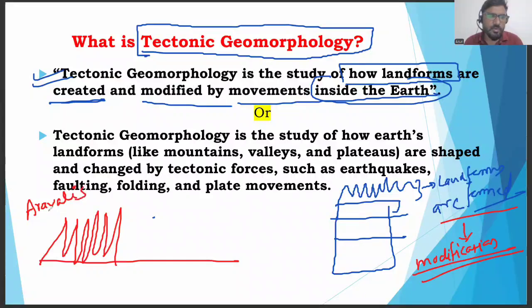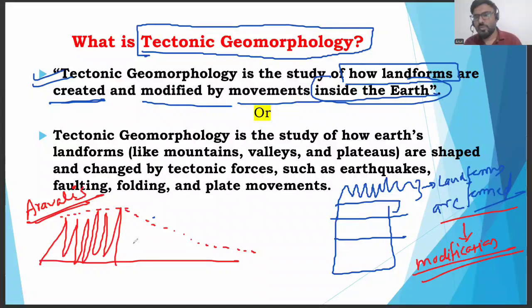Aravallis are very famous mountain ranges in India. It is one of the oldest whole mountain systems in the world, right? So Aravallis is degrading because of exogenetic agents. Over the period of time, after the formation of Aravallis, it has changed its structure, right? It is degrading because of various processes.